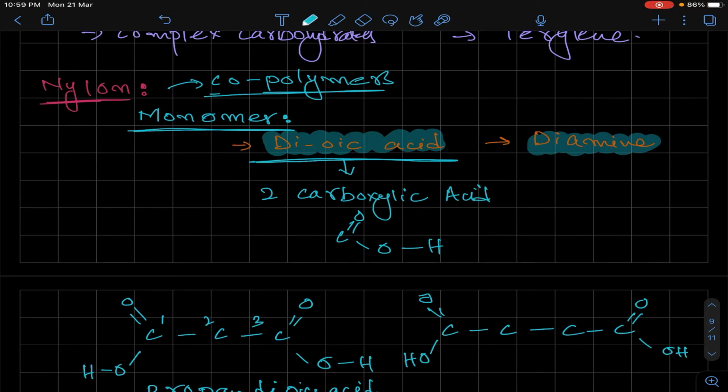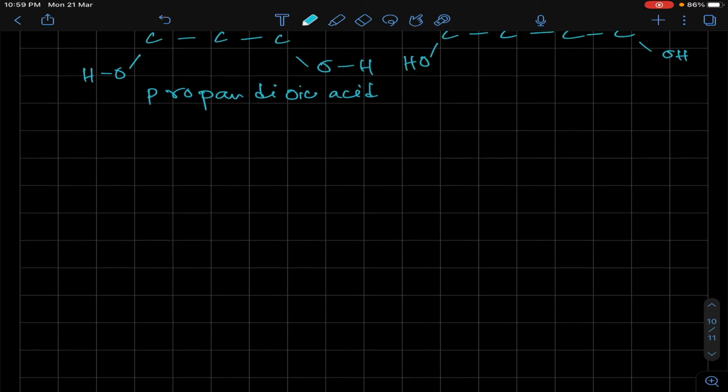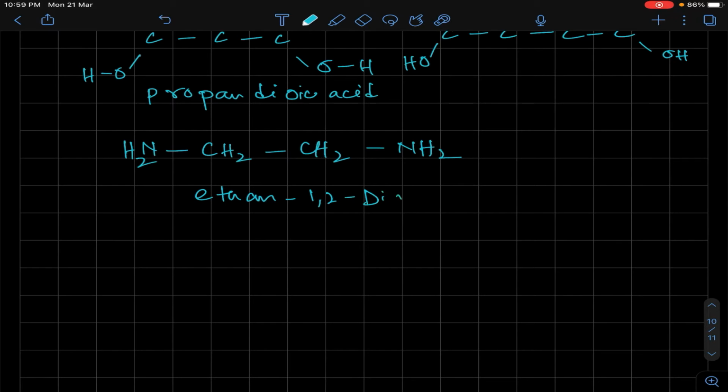Now amines, they are not part of the syllabus, but here you just have to memorize what amines are. Amines are basically those organic compounds which contain an NH2 group, right? So a diamine means which has two amine groups. So let's suppose we have CH2, CH2, NH2, and on this side we have an NH2. So this is ethane, because we have two carbon atoms, ethane 1,2-diamine. So this is just an example. You don't have to memorize the name.